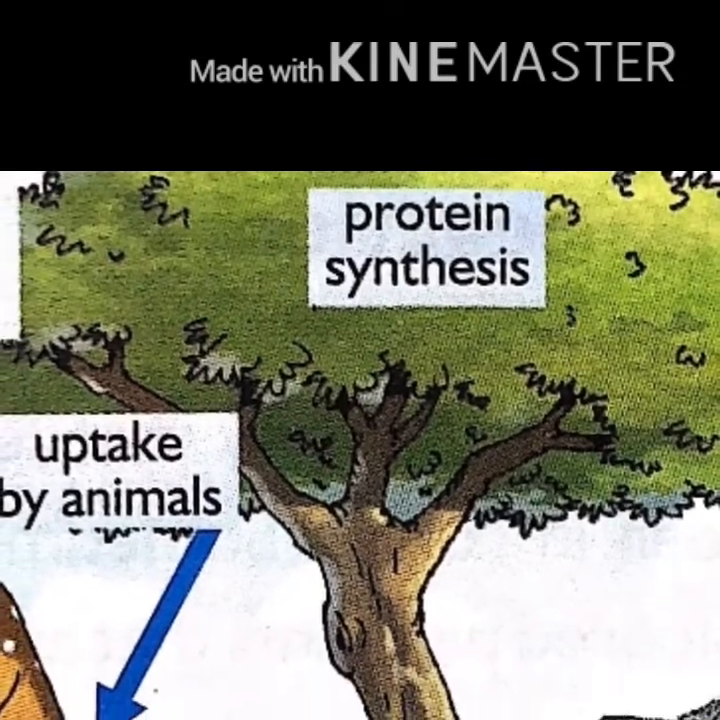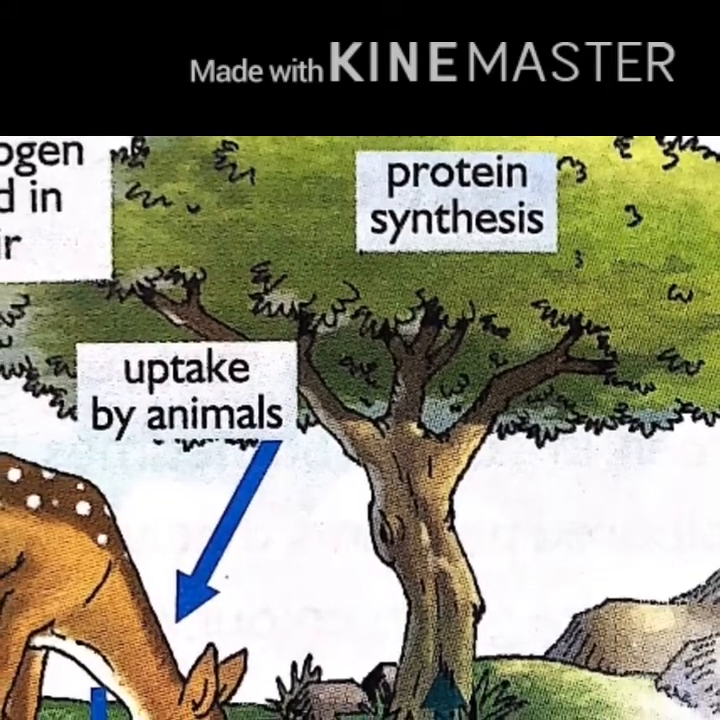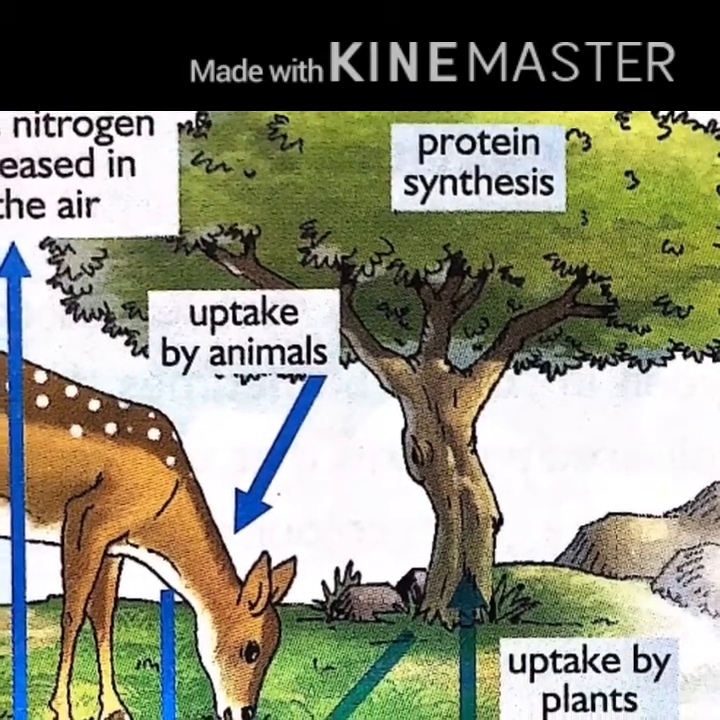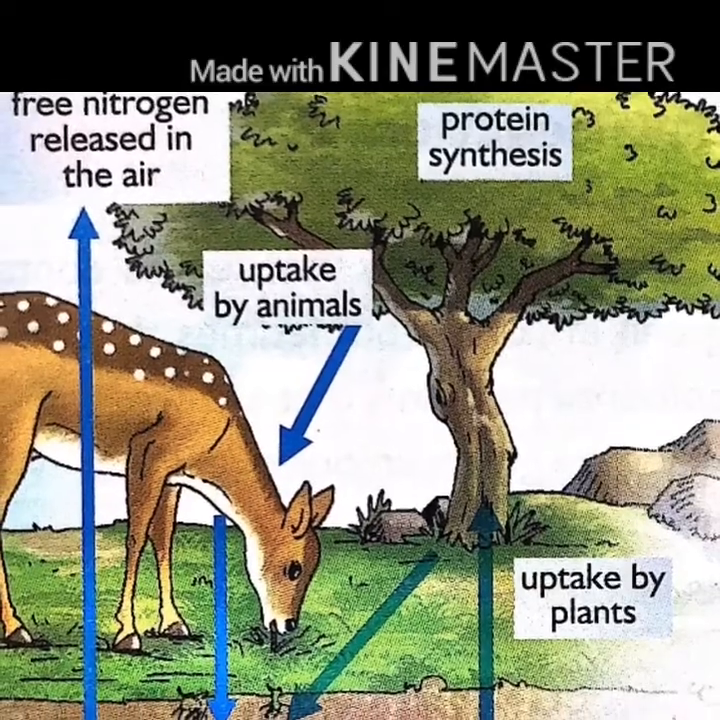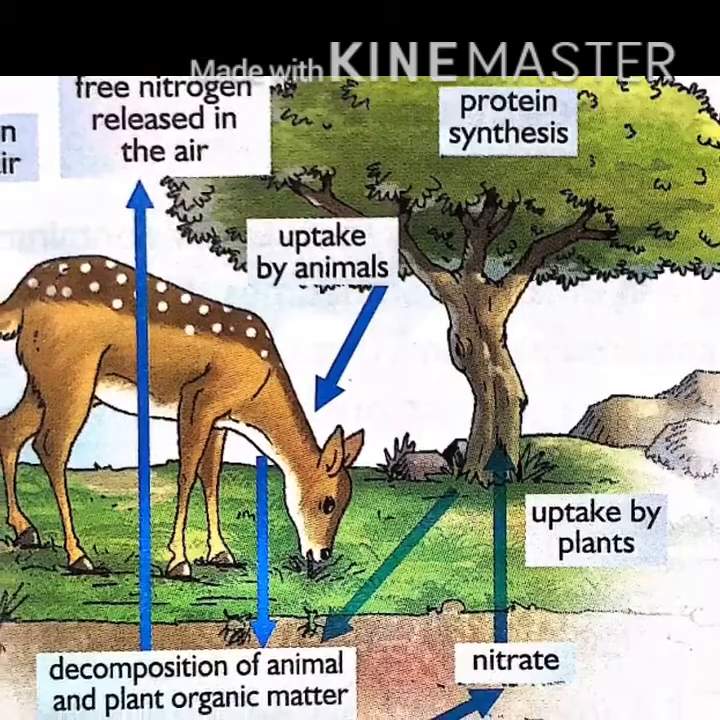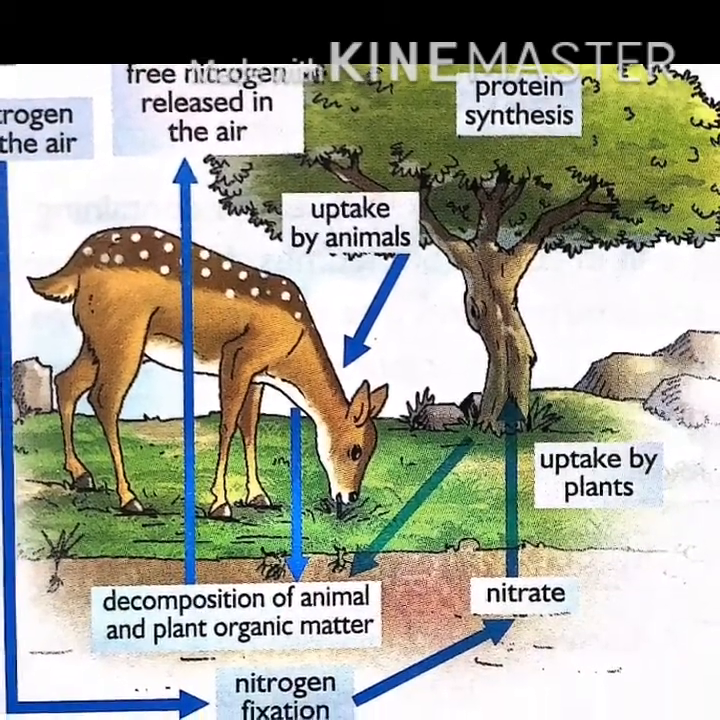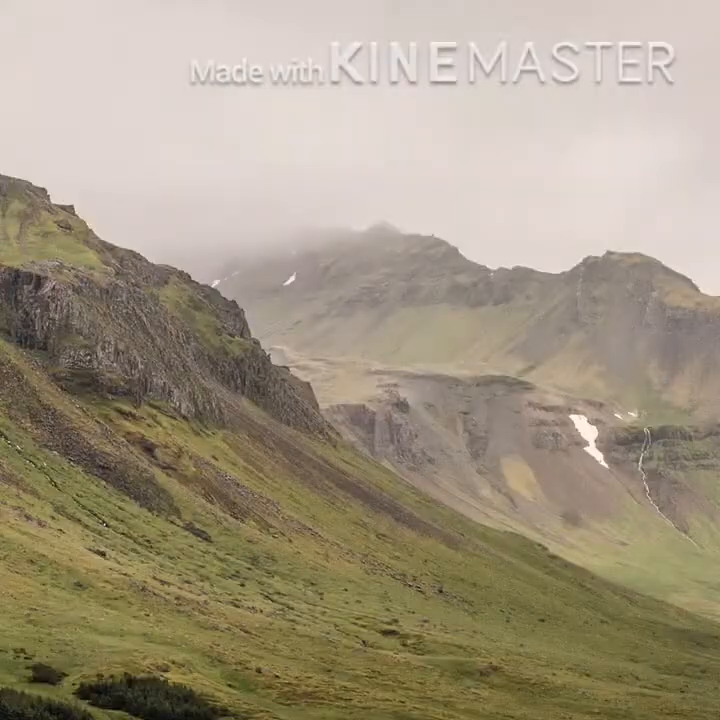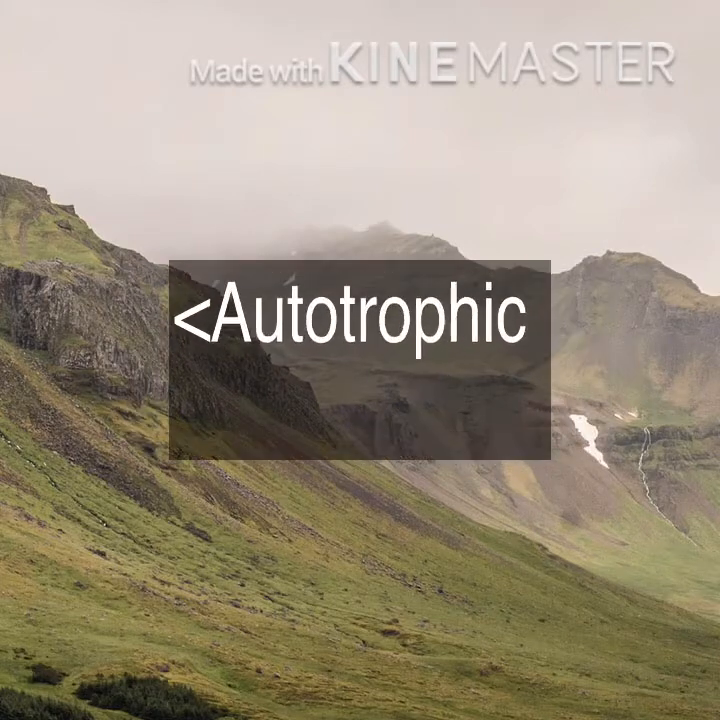Plants also prepare proteins in order to meet their nutritional requirements. Protein synthesis requires nitrogenous substances, which are present freely in large quantity in the air. But this free nitrogen cannot be used directly by the plants. It is converted into a usable form through a process called nitrogen fixation. That is all about autotrophic nutrition in plants.